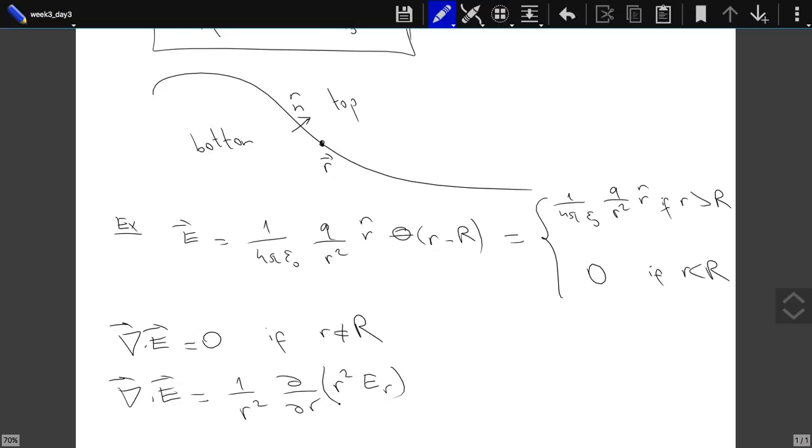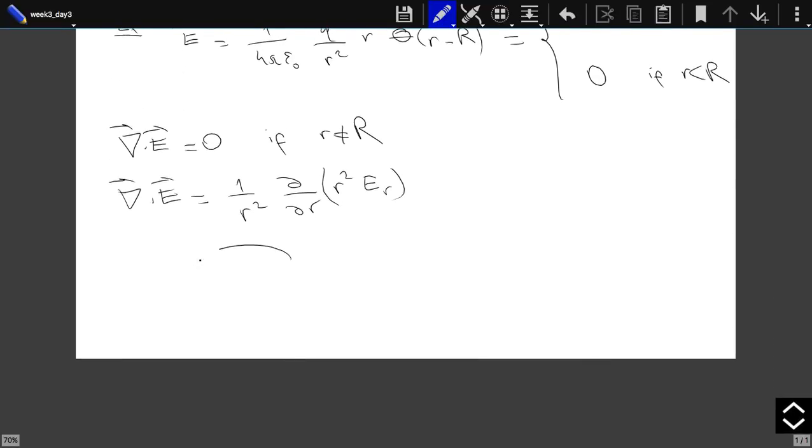Of course, this is true as long as small r is larger than capital R, because we know that the divergence of this field is proportional to Dirac delta of r minus capital R. So at least we know that there are no volume charge densities, because the divergence of the electric field is 0 almost everywhere except on this surface. Now, it is possible that we have some surface charge density on this surface. Now, let's determine that surface charge density.